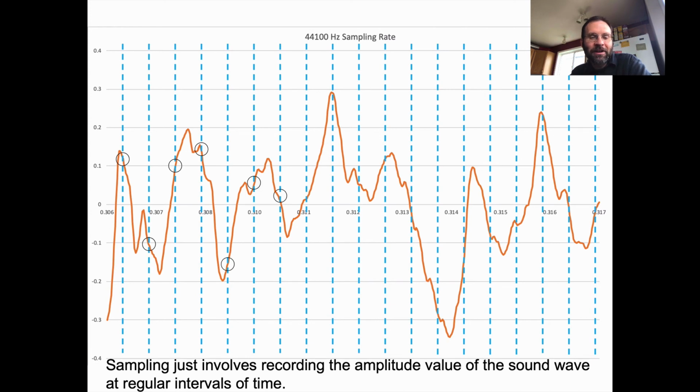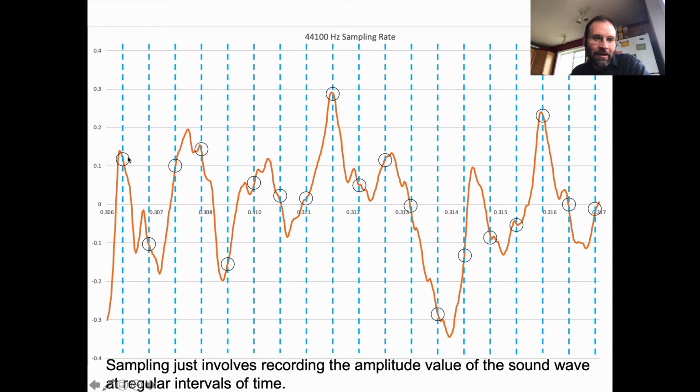I'll just mention as I go that the sampling rate for this original sound file was 44,100 hertz, which means that 44,100 times a second, the program was making a note of what the amplitude value was of this particular sound wave, and it came up with this orange line. We're going to walk through smaller and smaller sampling rates as we go to get an understanding of this process.